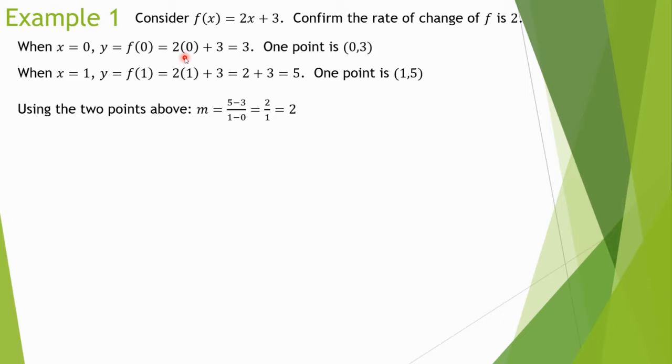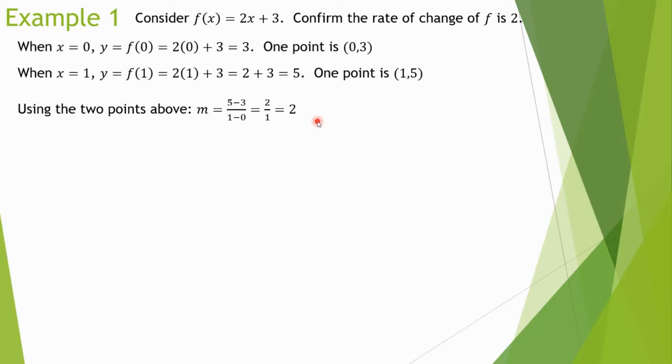So, no surprise, because you can see from here that since it's in mx plus b form, the coefficient of x is m, which is our slope. So no change there. And I also said confirm the rate of change was 2, so no surprise that we should get 2 there.